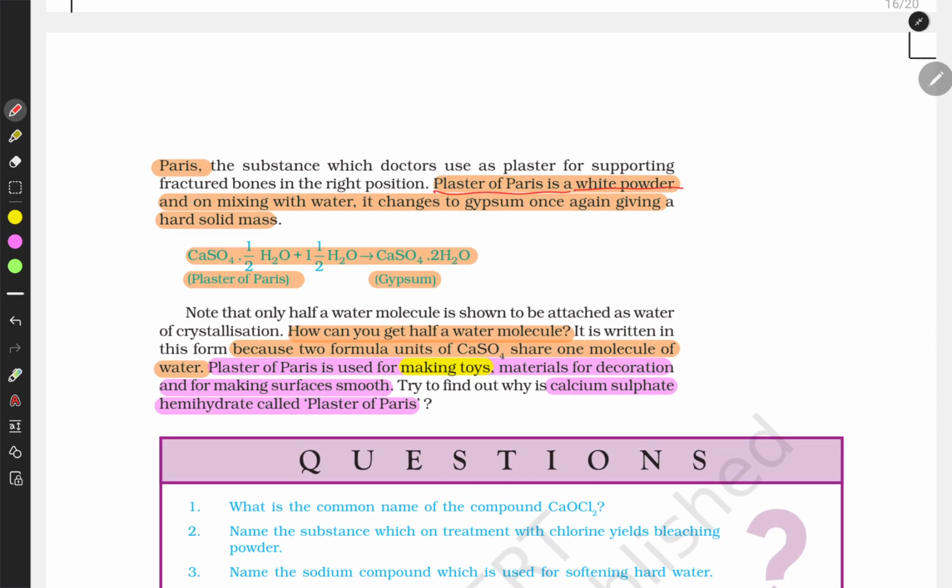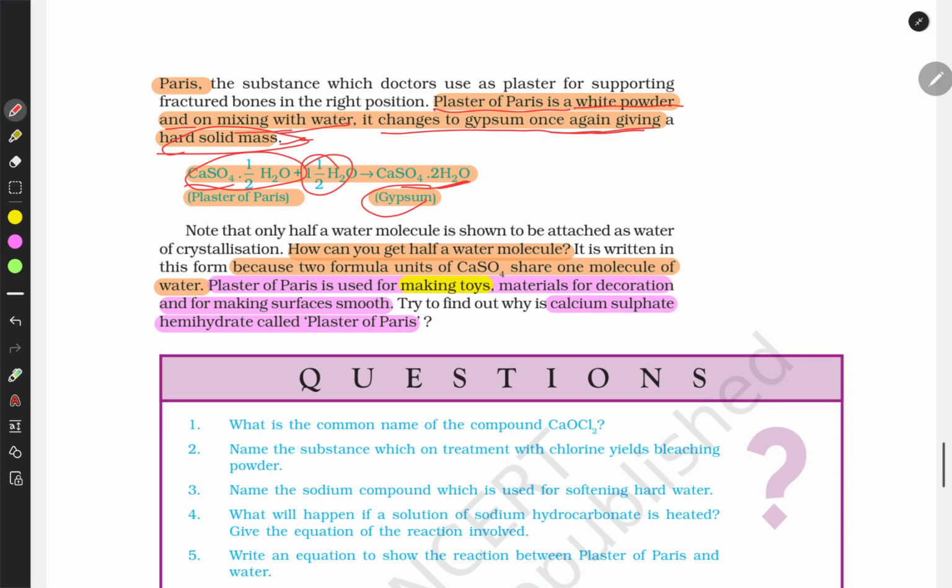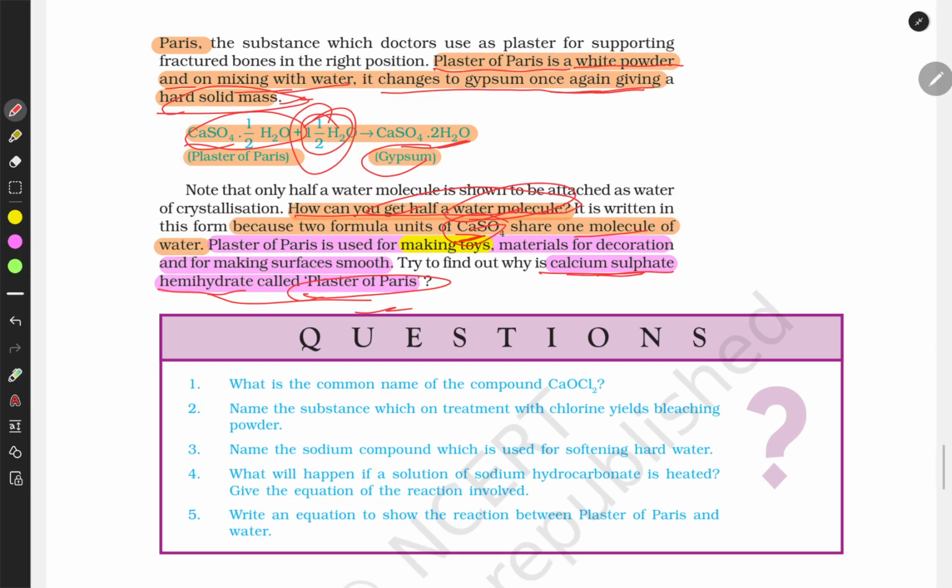Plaster of Paris is a white powder, and on mixing with water it changes into gypsum once again, giving hard solid masses. How can there be a half molecule? We have already discussed this: two molecules of calcium sulfate share one molecule of water. This is why it is written as half. This calcium sulfate hemihydrate is called plaster of Paris.